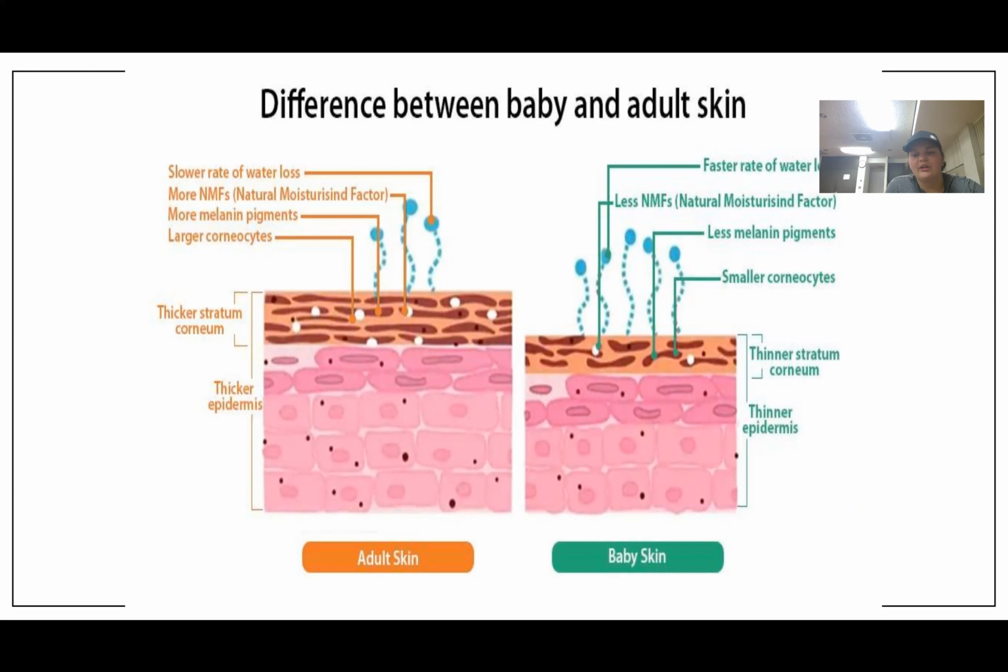And then when you look at baby skin, we can see that it has a thinner epidermis and a thinner stratum corneum. And so this makes the skin of a baby more smooth, easier to penetrate, and easier for bacteria or other harmful agents to get through.